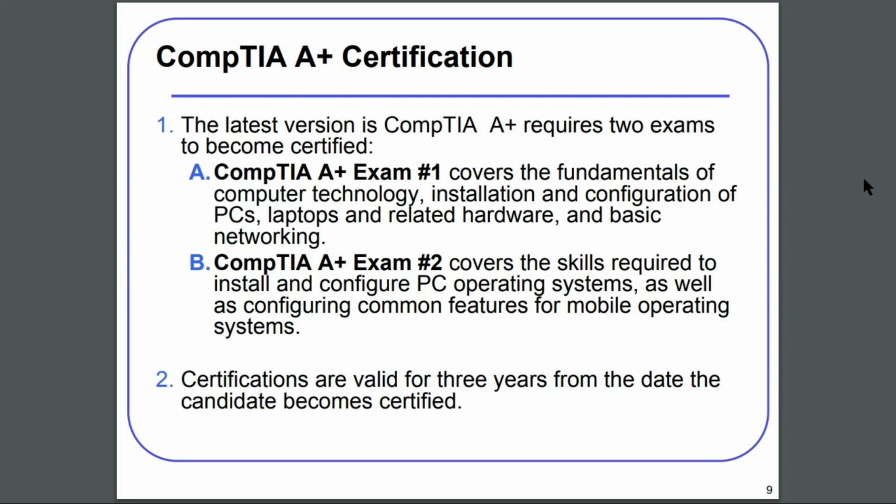In this slide we can see the latest version of CompTIA A+ requires 2 exams to become certified: CompTIA A+ exam 1, that is Core 1, and CompTIA A+ exam 2, that is Core 2. The Core 1 exam covers the fundamentals of computer technology, installation and configuration of PCs, laptops and related hardware, and basic networking. The Core 2 exam covers the skills required to install and configure PC operating systems, as well as configuring common features of mobile operating systems. These certifications are valid for 3 years from the date the candidate becomes certified.